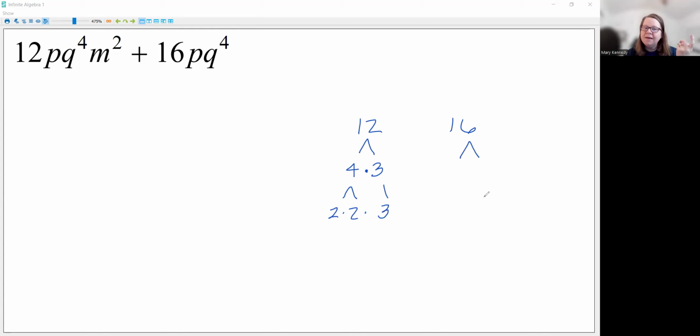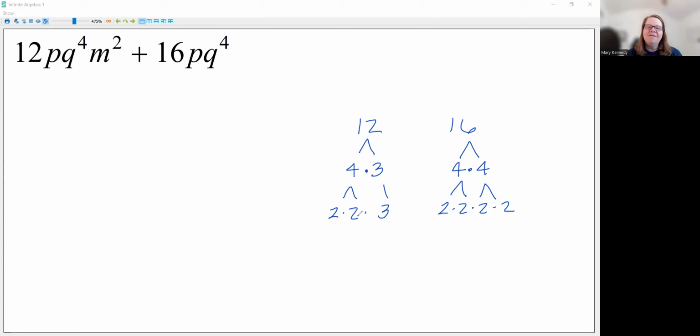We could do 2 times 8 or we could do 4 times 4. It does not matter which one we do. 4 times 4 is what I'm going to use. And I know 4 is 2 times 2, and the other 4 is also 2 times 2. Now, if I had done 2 times 8, I would still get 2 times 2 times 2 times 2. Like it would end up being the same answer.